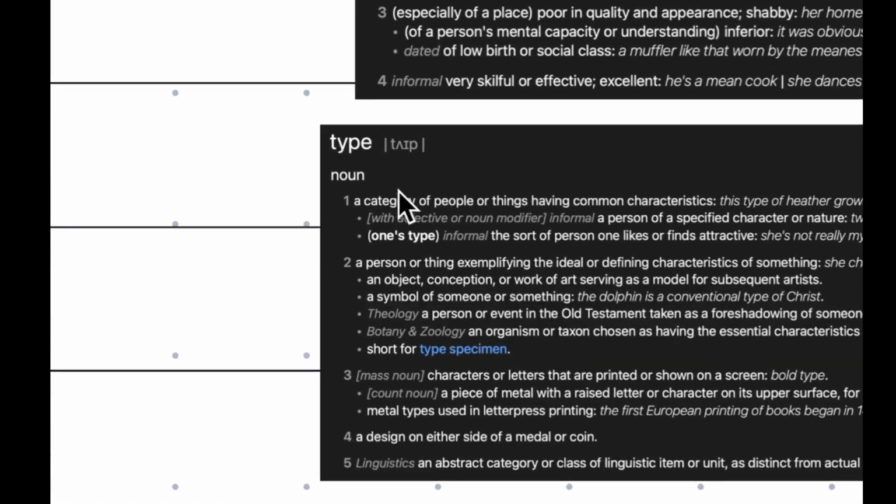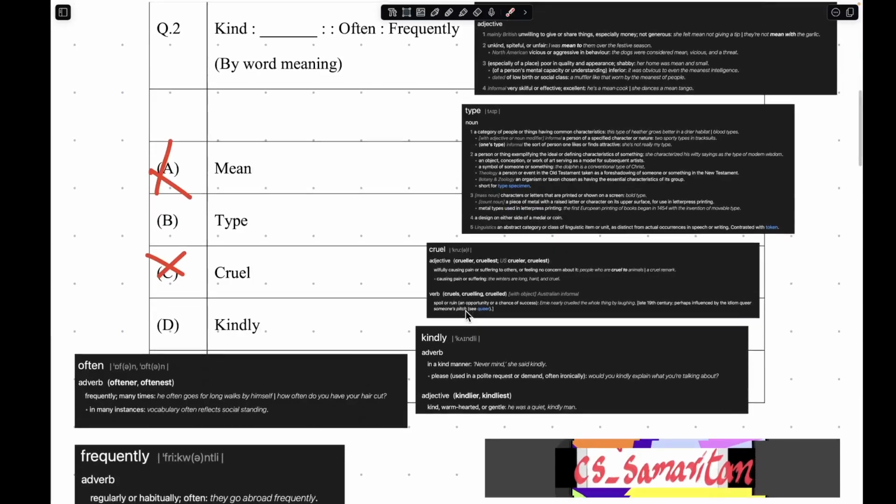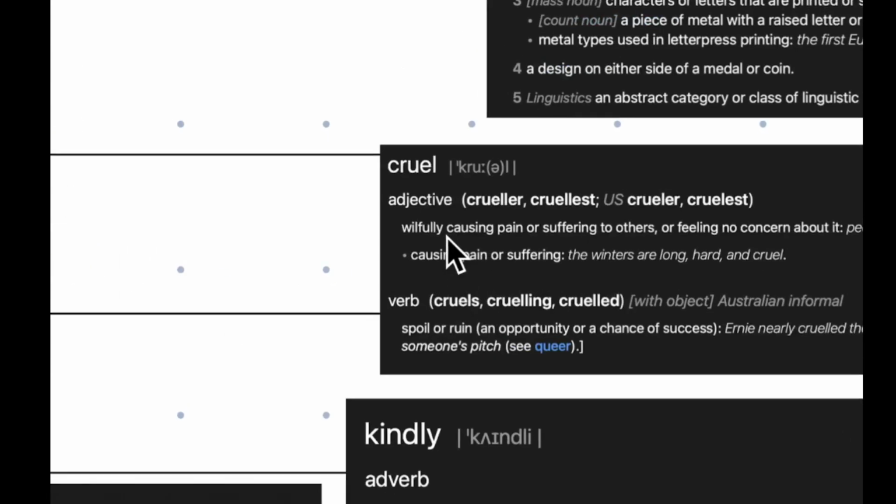Now the meaning of type, category, right? Categorization meaning, as I was talking about. Then there is the meaning of cruel. It directly basically says willfully causing pain or suffering to others, right? So it is the opposite of kind, right? The antonym of kind.